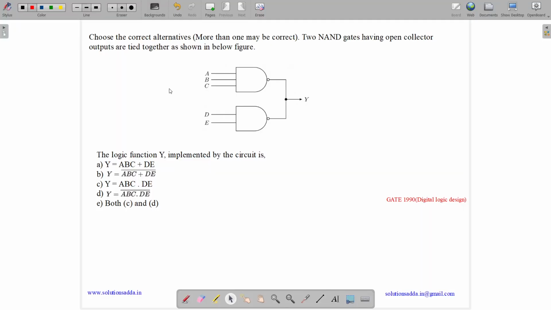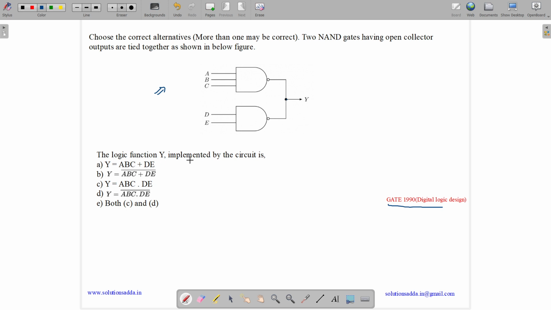This question belongs to Digital Logic Design System and was asked in GATE 1990, and the topic name is Circuit Outputs. So the question states, choose the correct alternatives, more than one may be correct. Two NAND gates having open collector outputs are tied together as shown in the below figure. So in this figure, two NAND gates' outputs are tied together using an open collector.